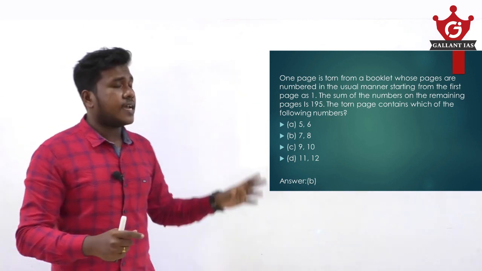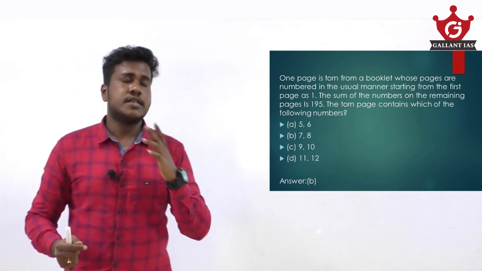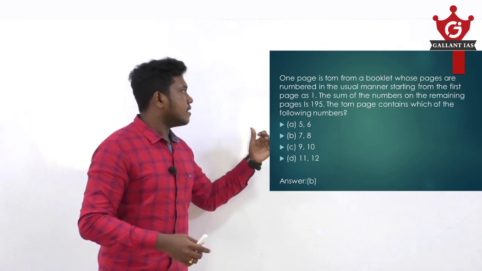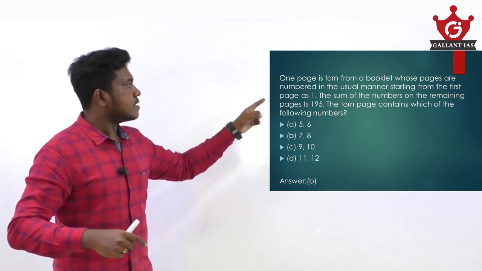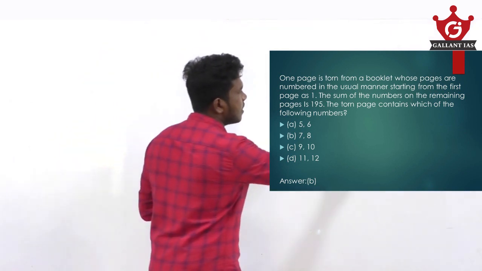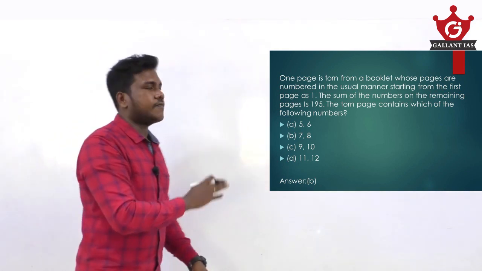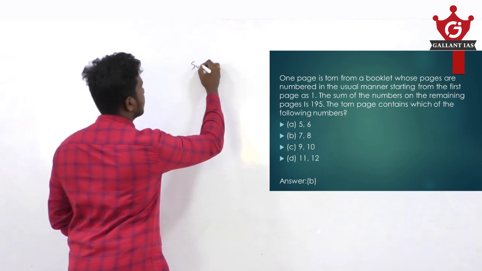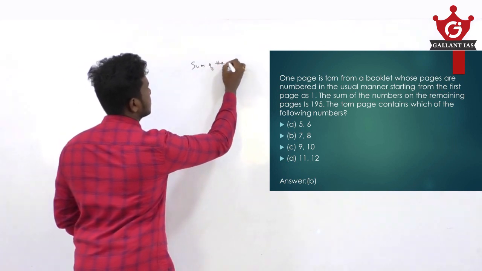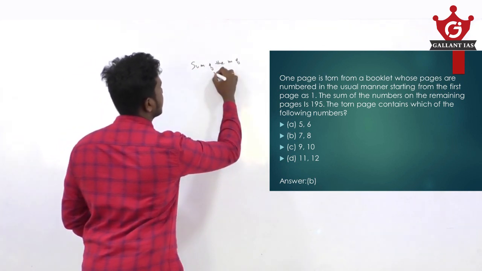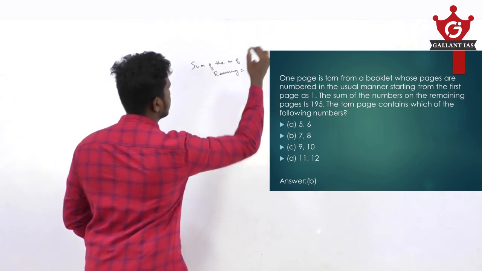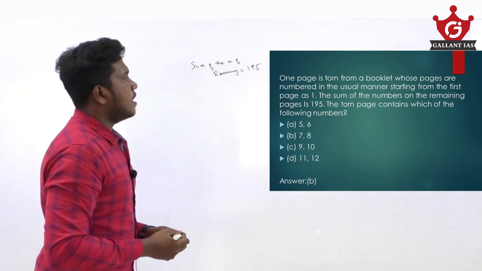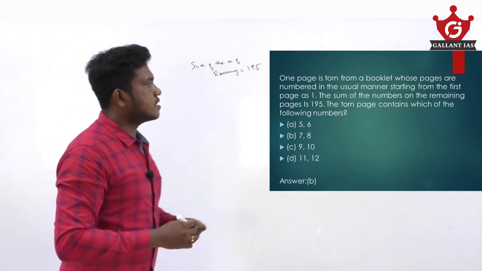So this question is actually based on arithmetic progression, that too based on the sum of a series of numbers. Now the keyword is: the sum of the numbers of the remaining pages is 195. Sum of the numbers of the remaining pages is what? It is 195. This is actually the keyword. And we need to find the torn page.